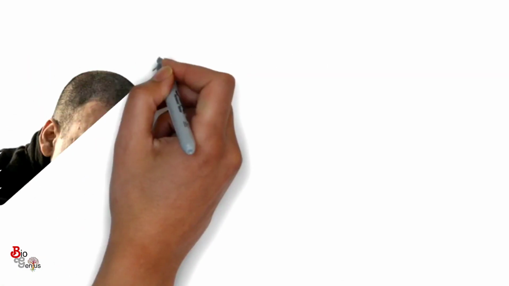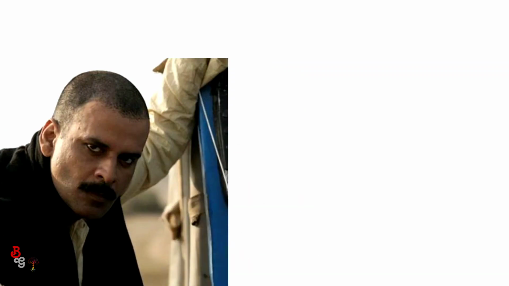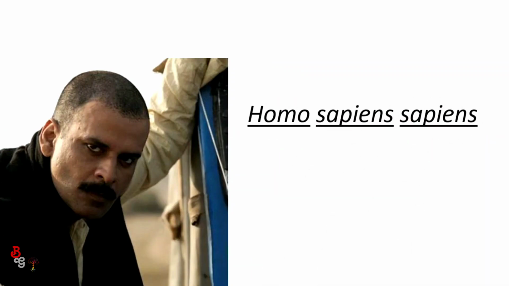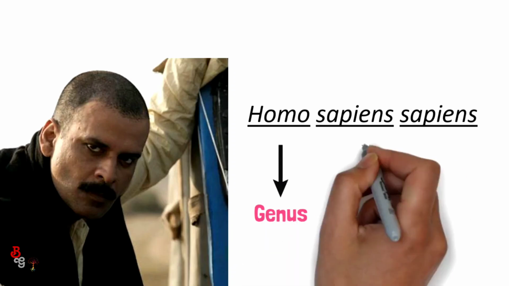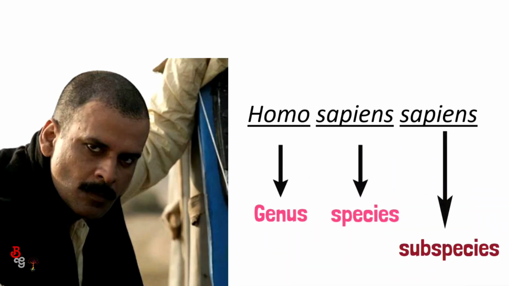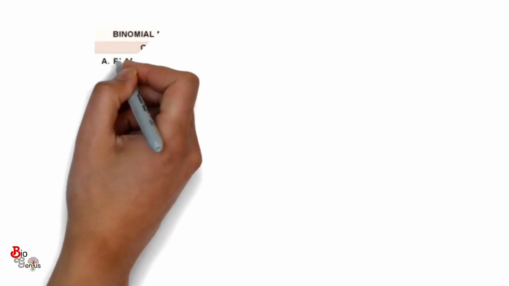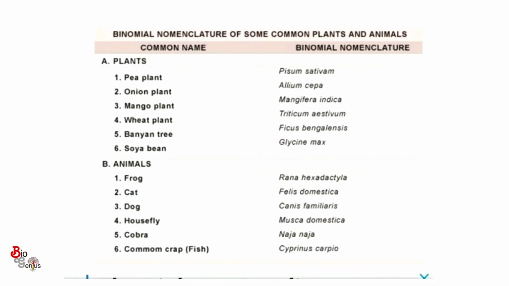But in our case, the scientific name is Homo sapiens sapiens. Here, after genus and species, the third one is subspecies that comes under species. These are some common scientific names.